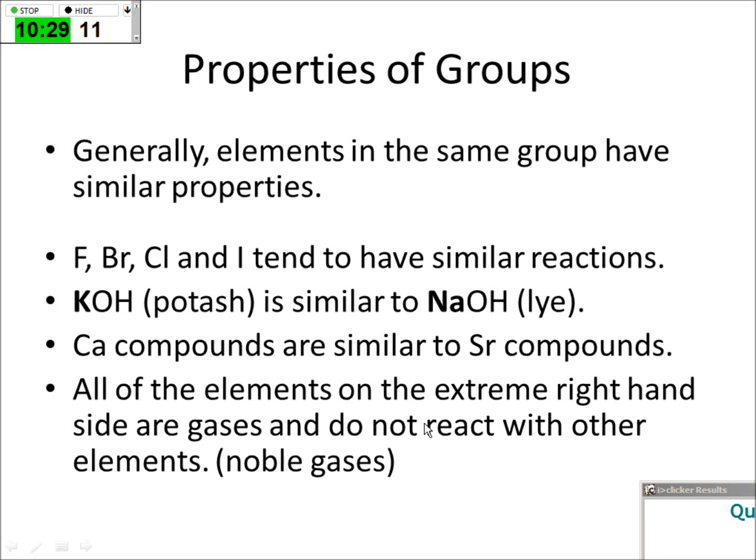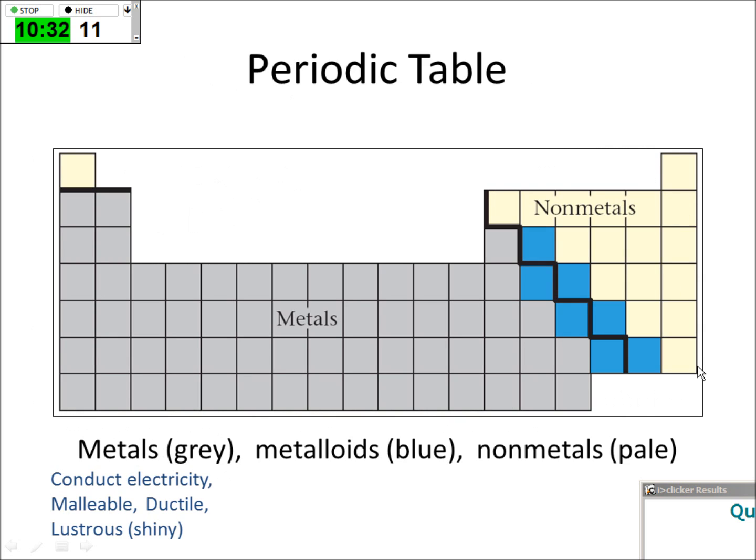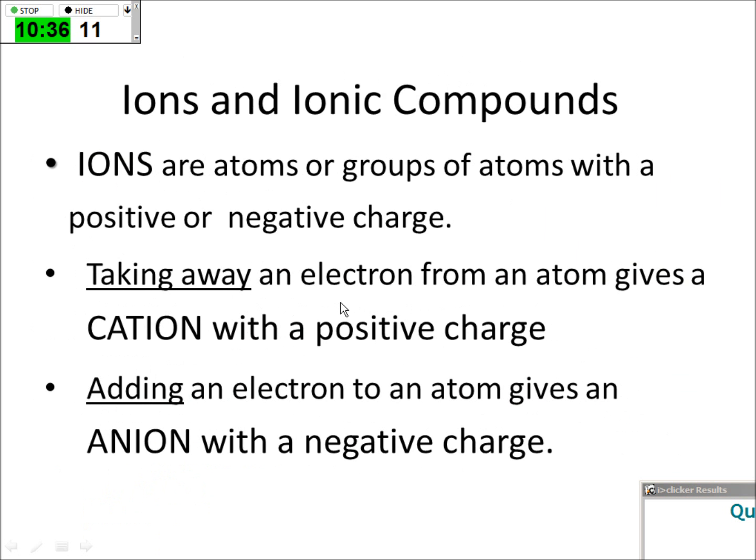Noble gases are different, which makes me annoyed that I use that periodic table that has them with the same color as the other nonmetals. So I got to get rid of that. Ions, as I mentioned before, have a number of protons and a number of electrons that are not equal.